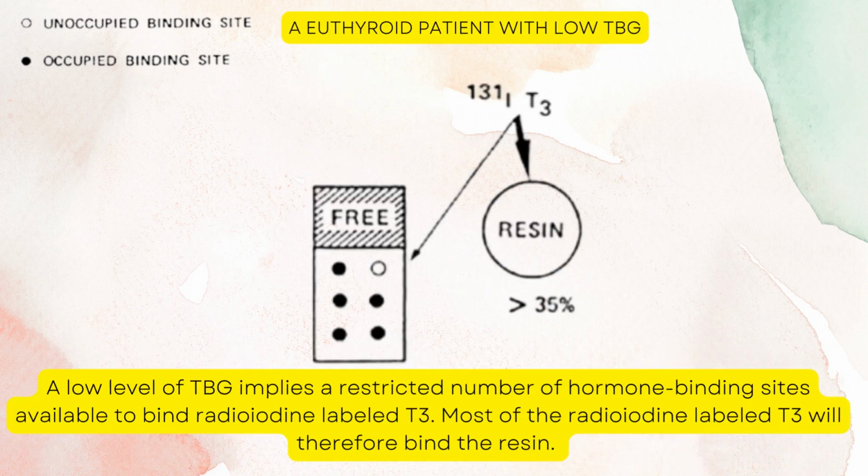This case involves a euthyroid patient with low TBG at baseline. As was previously mentioned, a low level of TBG implies a restricted number of hormone-binding sites available to bind radioiodine-labeled T3. Most of the radioiodine-labeled T3 will therefore bind the resin. The T3 resin uptake will be expected to be greater than 35%.